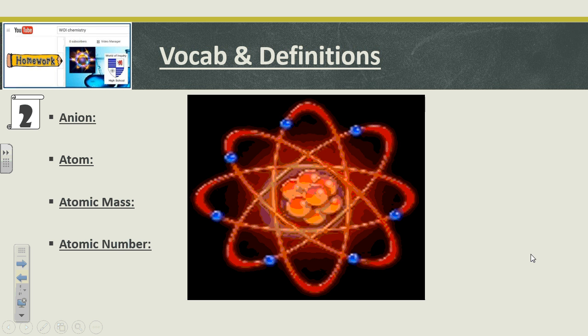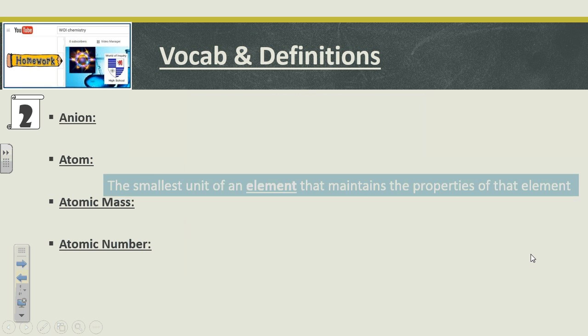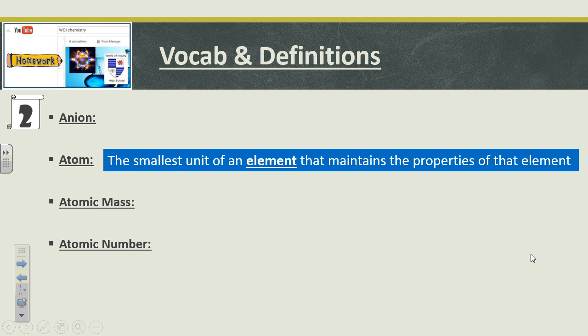An atom itself. Here's a cool picture. I got the inside nucleus. Electrons are on the outside. An atom is the smallest unit of an element that maintains the properties of that element. Okay, so it's the smallest building block of a particular kind of element.